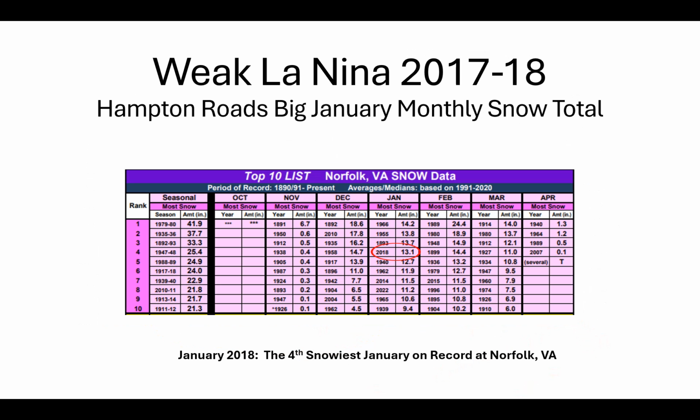So what happened at Hampton Roads in the weak La Nina winter of 17-18? We got a big amount of snow in January of 18, despite the fact we had a La Nina winter going on, which normally La Nina winters here in the Hampton Roads area are warmer and drier than normal. But look at this, I circled it here. We're looking at the top 10 list for Norfolk, Virginia for snow data. And look at the month of January. We got 13.1 inches of snow in January 2018. Simply impressive. It was the fourth snowiest January on record at the Norfolk Airport. It was a big month for snow.